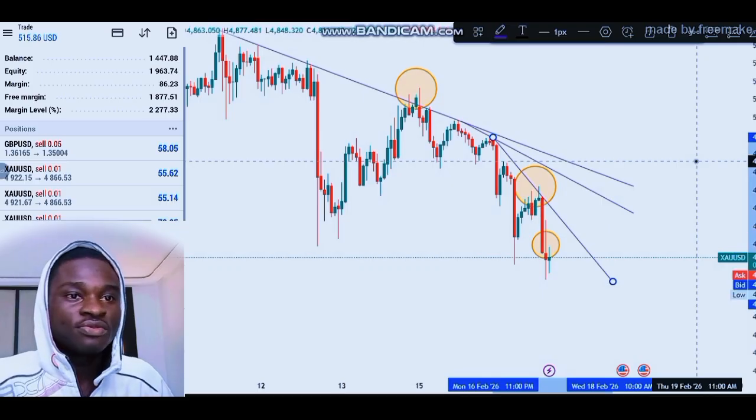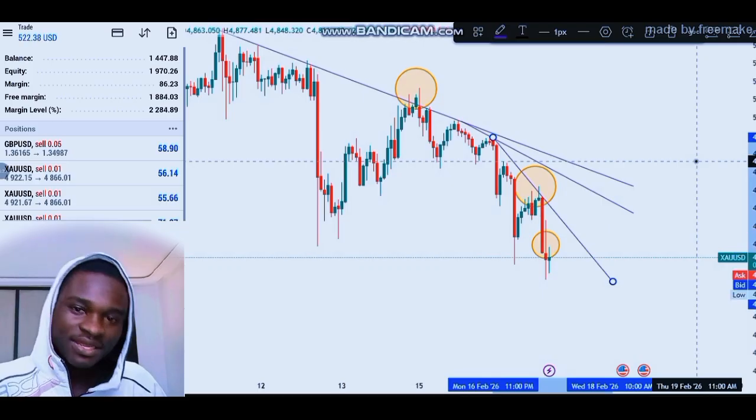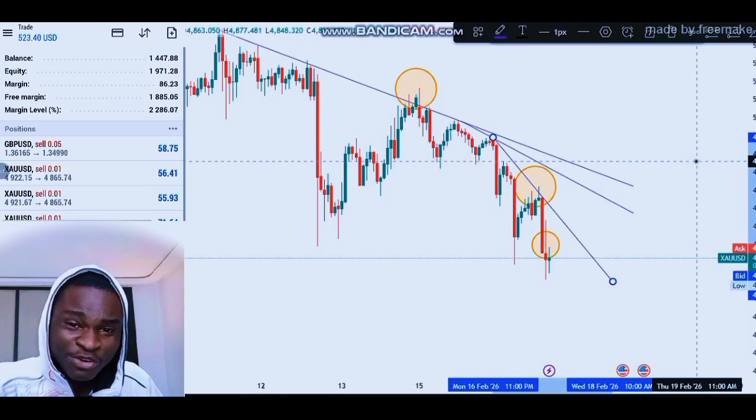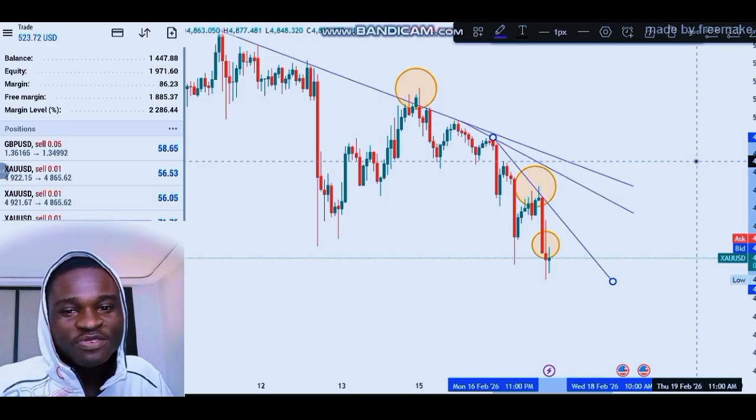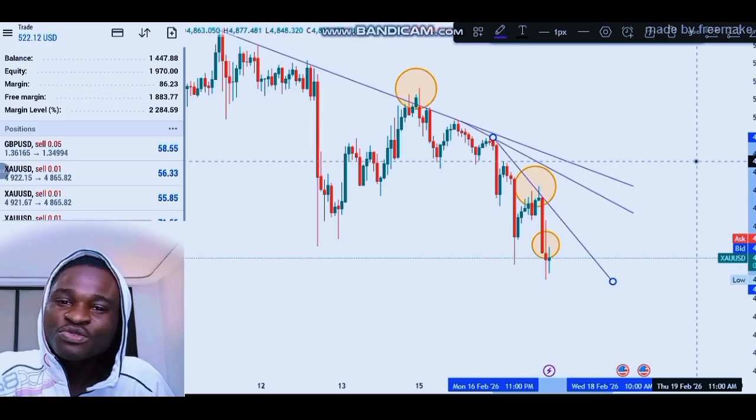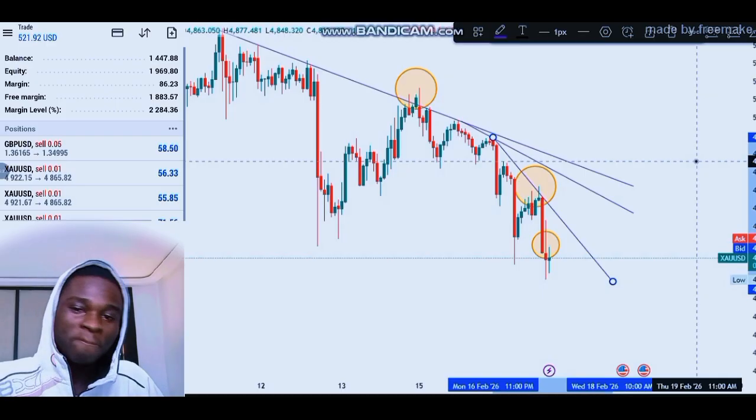Let me check. You want this type of analysis? How I know when the market changes, when direction shifts, when news is about to shift the market direction.